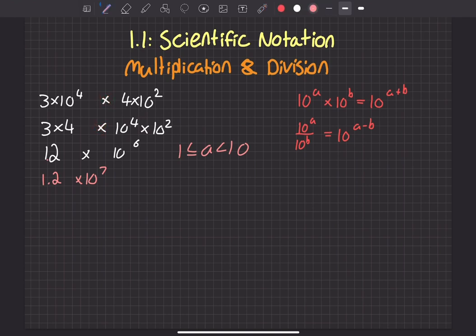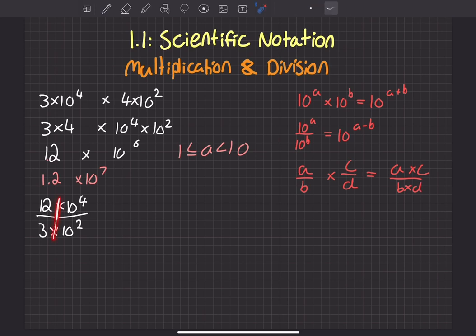Now, what about dividing? Let's say you had 12 times 10 to the power of 4 divided by 3 times 10 to the power of 2. How do we do this? Now, another rule which we should establish is that a divided by b times c divided by d is a times c over b times d, right? Now, if we use this rule, we can separate this in half here. We can cut it in half. So it becomes 12 over 3 times 10 to the power of 4 over 10 to the power of 2.